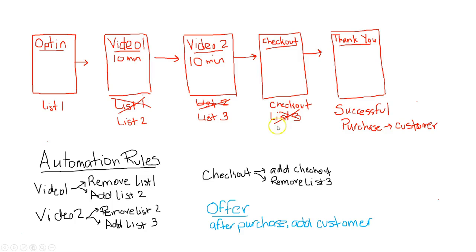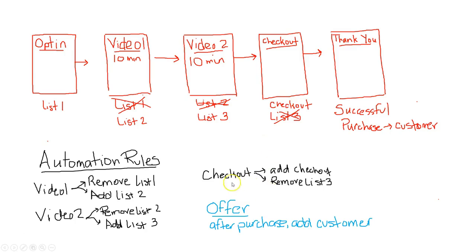So everything that's happening is actually not really removing but moving them. I've got the word remove, but it's actually move, because what happens is they'll go into list 1, and then when they hit this page and watch the video for 10 minutes, they'll be moved from list 1 to list 2. And then when they hop on the video 2 page and watch that video for 10 minutes, they'll be moved from list 2 and added to list 3. And then when they land on the checkout page, the automation rules will actually move them from list 3 to the checkout list. So there's a lot that's going to be happening.